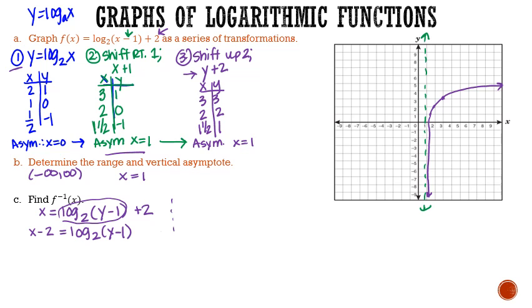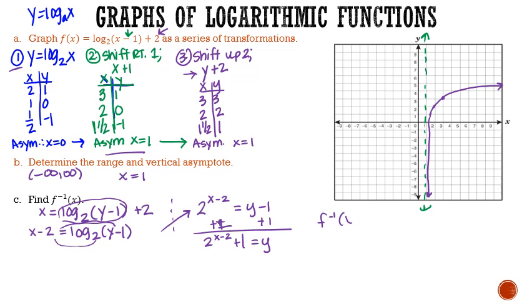Now that I've done that, I can change this to an exponential. So 2 to the (x minus 2) equals y minus 1. And now to get the y by itself, add 1 to both sides. So I get 2 to the (x minus 2) plus 1 equals y. And then I'll rewrite this using inverse notation. So the inverse function is 2 to the (x minus 2) plus 1.